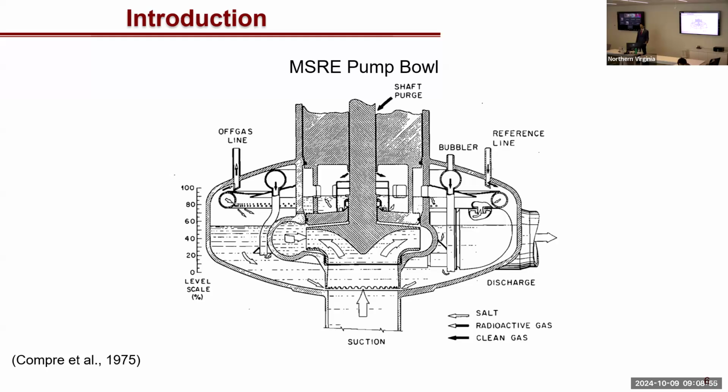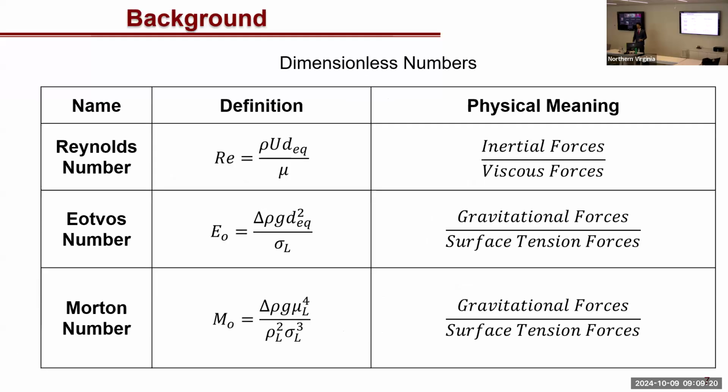So this is where my studies come in. We want to create a surrogate fluid that can operate at room temperature that produces bubbles that behave very similar to the ones that are found within this pump bowl. So we can have very accurate data on it. So the way that we match the behavior of these bubbles to the way that they behave in the molten salt reactor is by defining 3 important dimensionless numbers of that bubble behavior. These being the Reynolds number, the Eötvös number, and the Morton number.